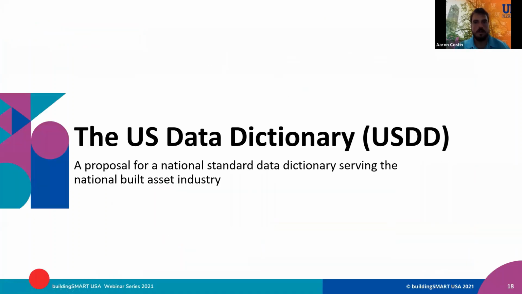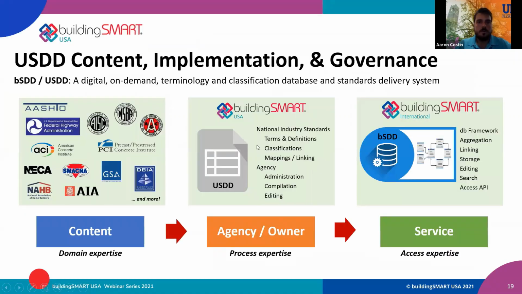Okay, so now that leads us to the U.S. data dictionary. As a U.S. chapter, we are proposing that we'll have our own USDD that taps into the bSDD, serving the national built asset industry. Just like the same idea of the agency content service, this USDD would be the agency and the owner of that process.